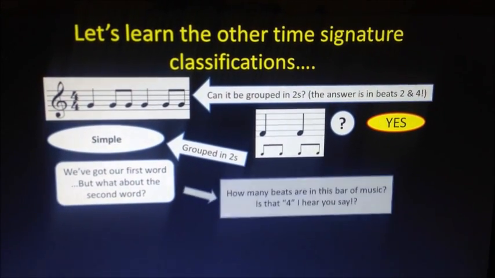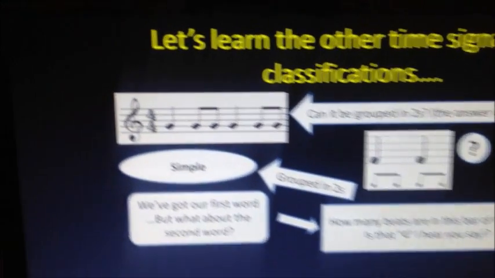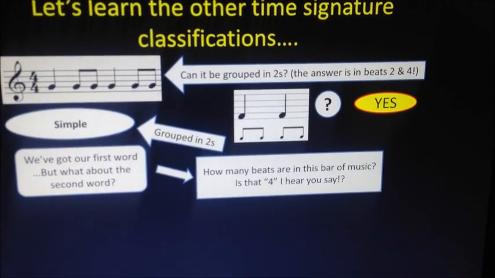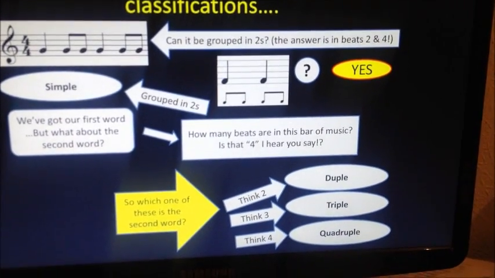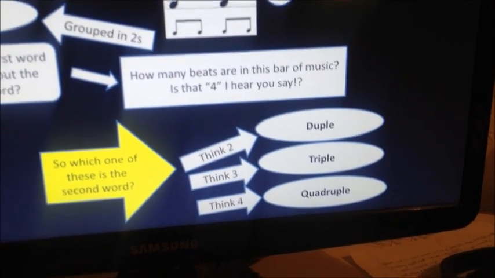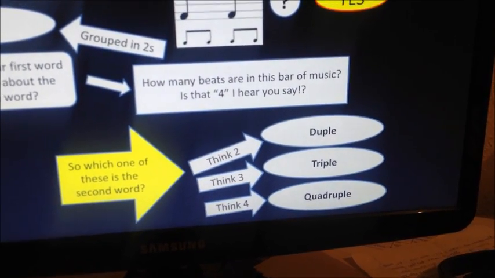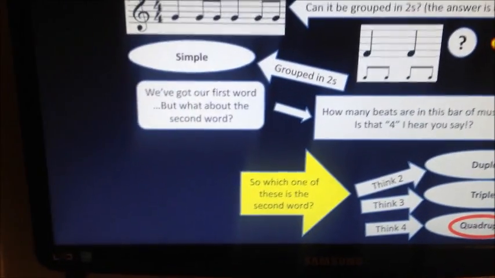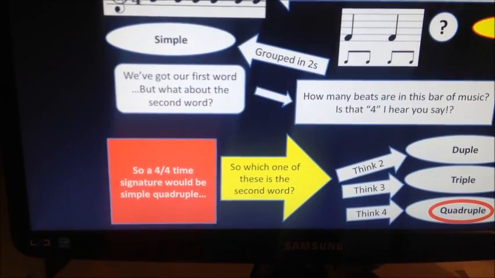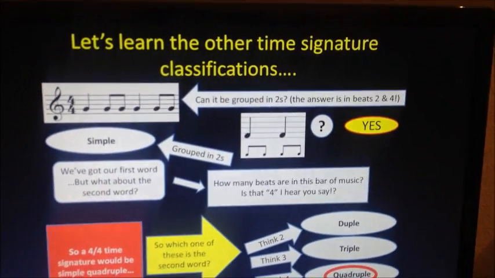What about the second word? How many beats are there in a bar of music? In this particular time signature, nice and easy. Hopefully you did say it was 4 beats in a bar. So, if it's 4 beats in a bar, do we think 2? No. Do we think 3? No. We think 4. So quadruple is the word related. So we've got simple, quadruple. In 4/4 time, the signature would be simple quadruple. Hopefully this is gradually making sense.